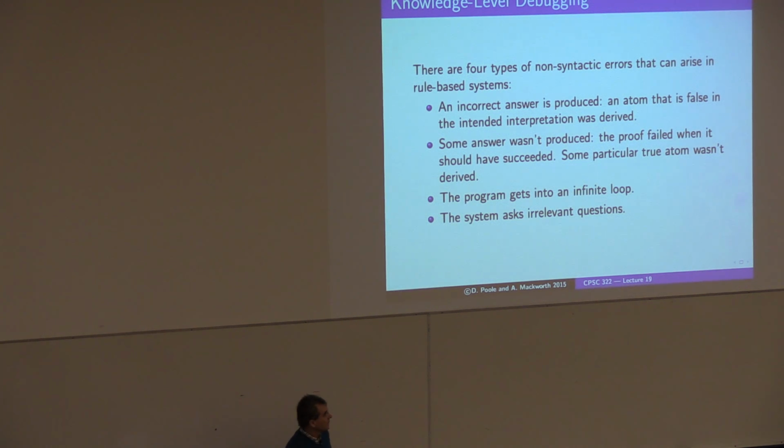So we're claiming there are four non-syntactic errors. The first one is we get an incorrect answer. An answer that's false in the intended interpretation, but we could actually derive it. So we could prove something that's false. If we prove something that's false, what does that mean? In the intended interpretation, what does that tell us about this knowledge base? So if we know that KB entails G, oh, that's awful, isn't it? But G is false in the intended interpretation.